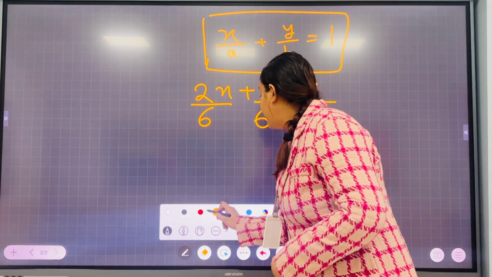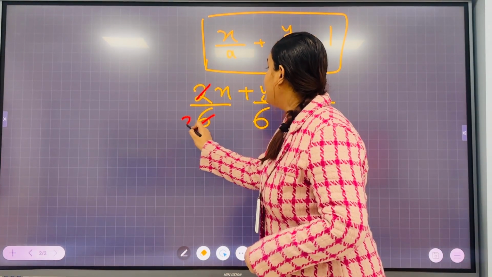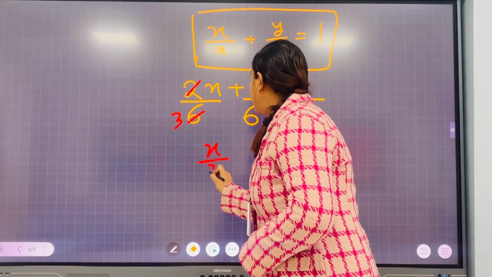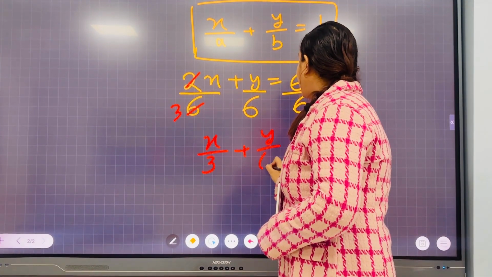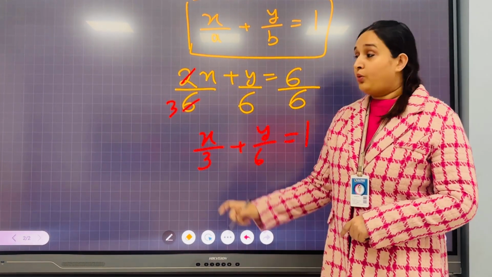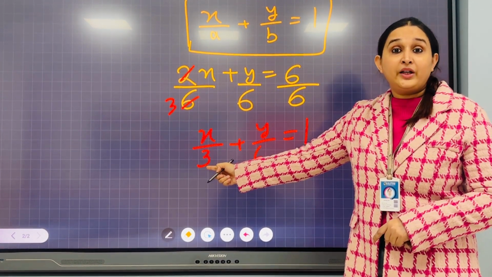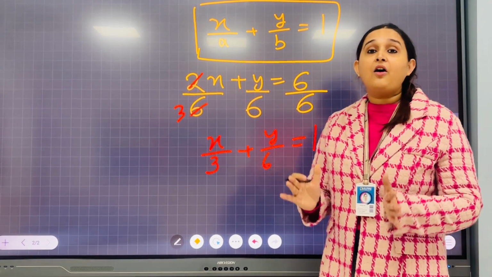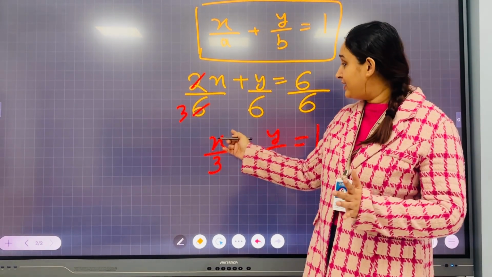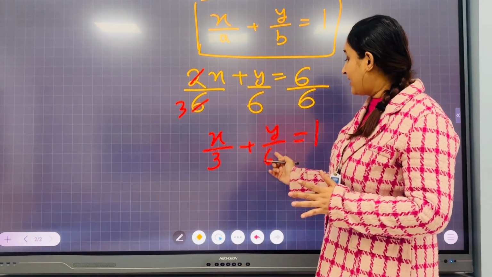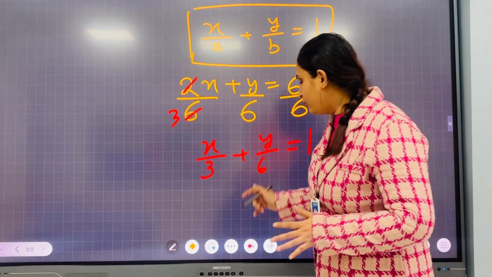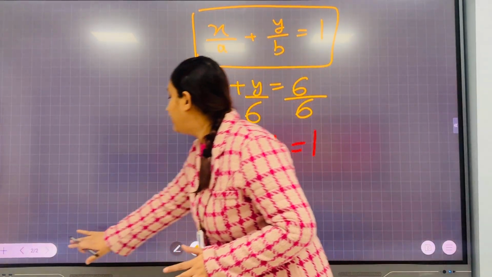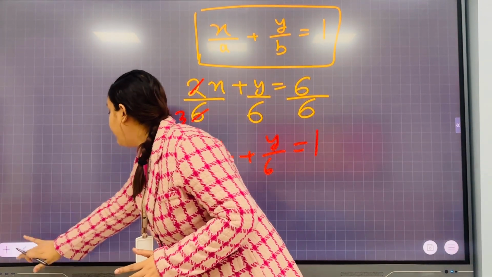After dividing, what are we getting? 2 3s are 6. Here it won't cancel. So we have x upon 3 plus y upon 6 equals 1. What is the x-intercept here? 3. And what is the y-intercept? 6. It means the graph will intersect the x-axis at point 3 and the y-axis at point 6. So you don't need to find so many points to represent the graph. Just by using 3 and 6 we can plot the graph.